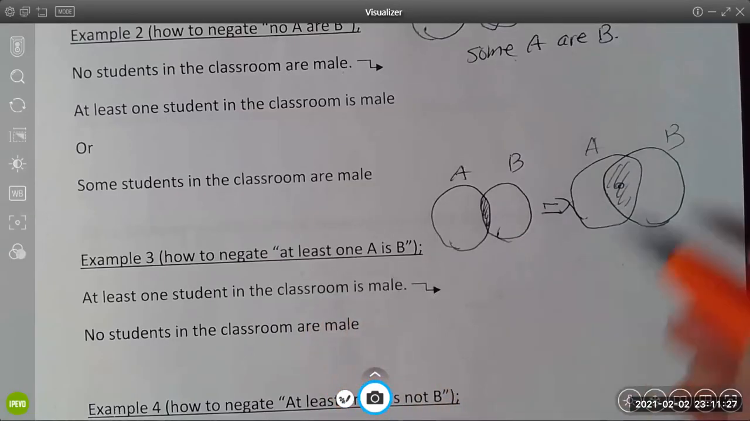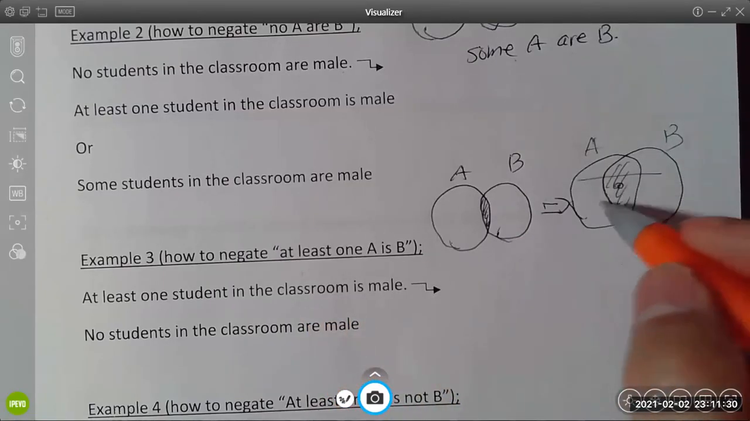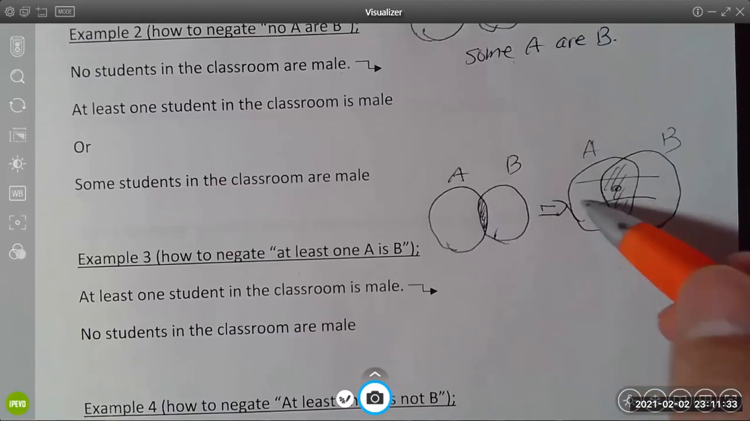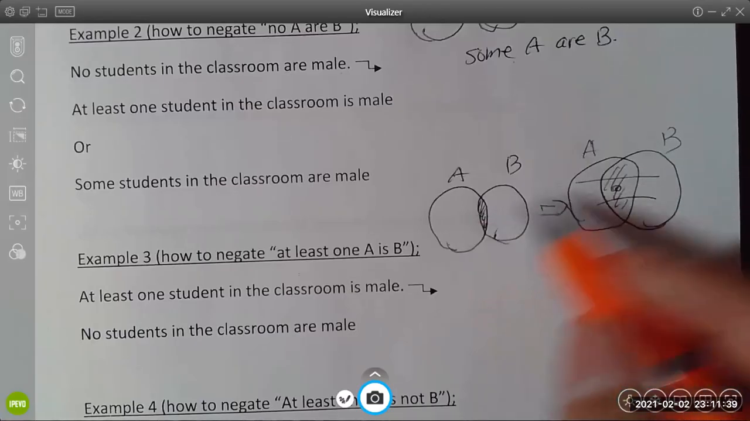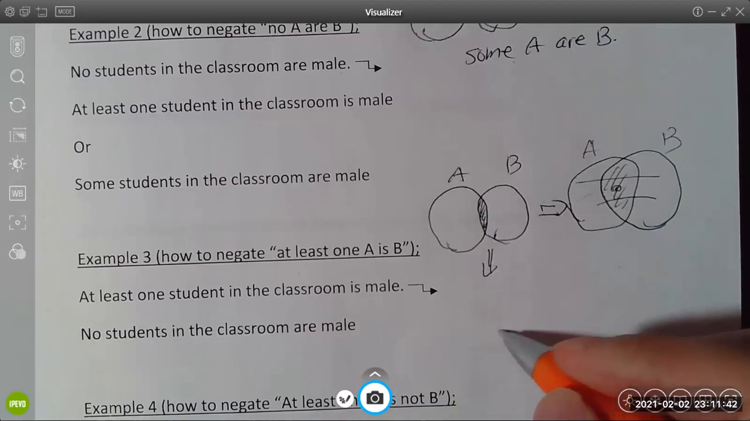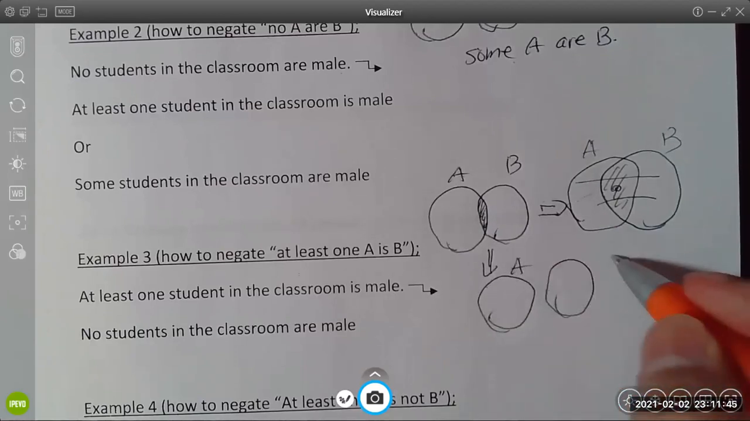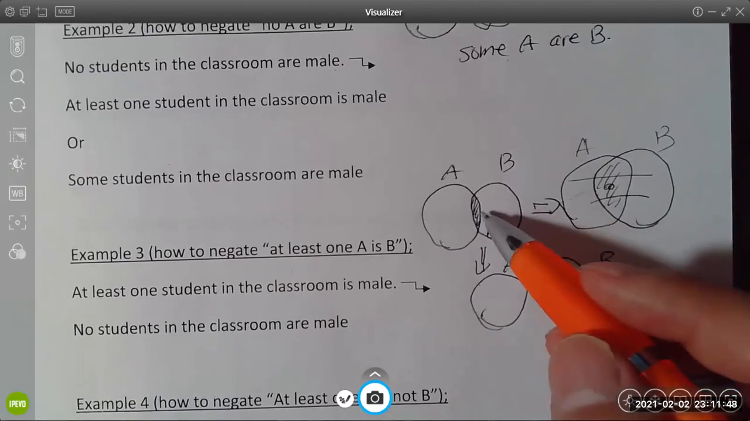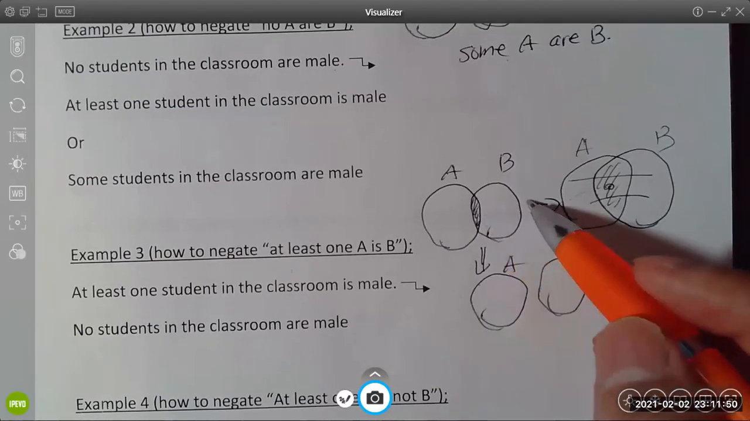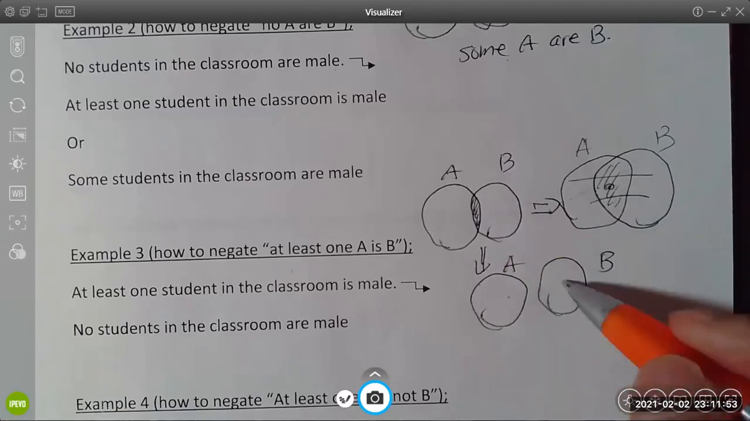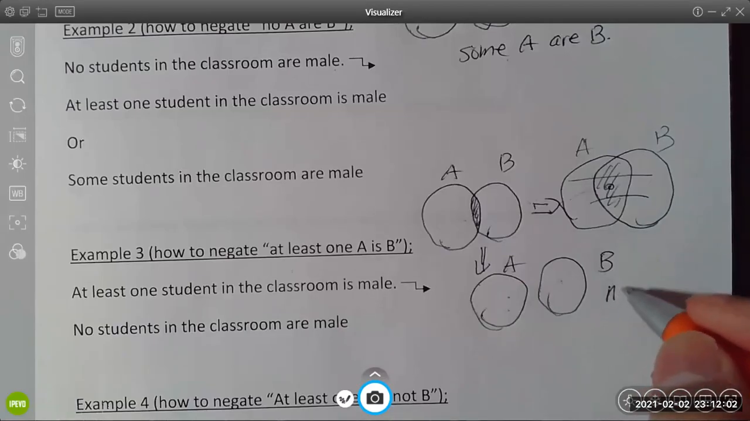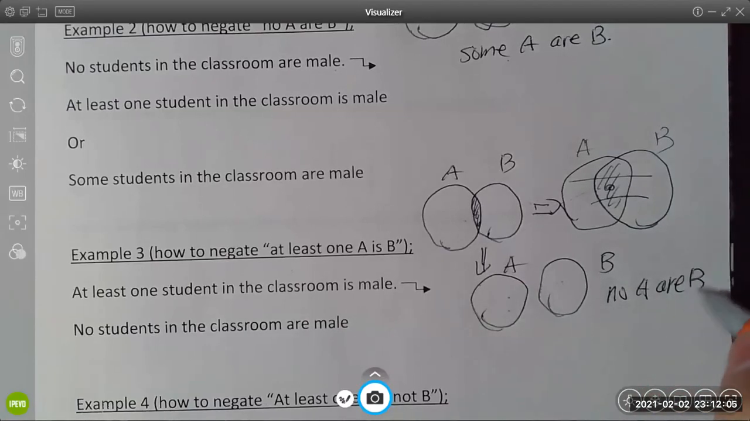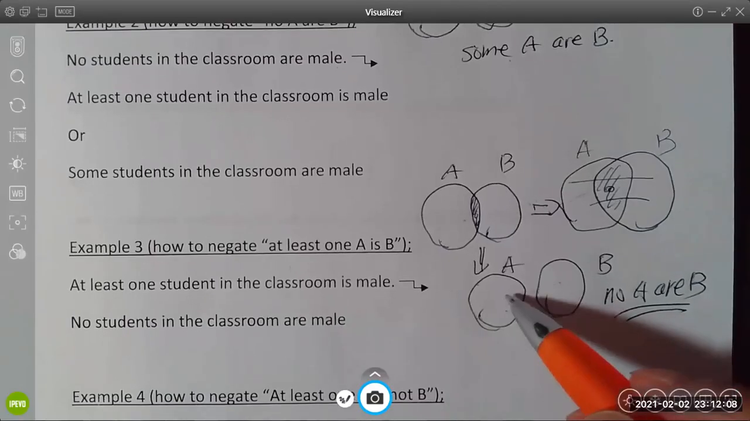That's the original statement. This is not negation. So this is not the answer. Instead of moving towards each other so that they overlap more, since this doesn't work, you move these two away from each other. So the result is this. The original one says at least one A is B. In this case, you cannot claim that, because there is not at least one in B anymore. No A is in B. So the negation of this is this. So, no A is B. This is the negation. Just read it. This means no A is B.